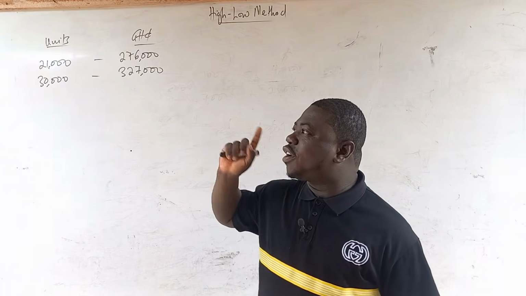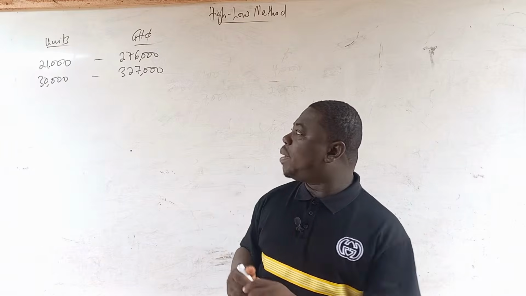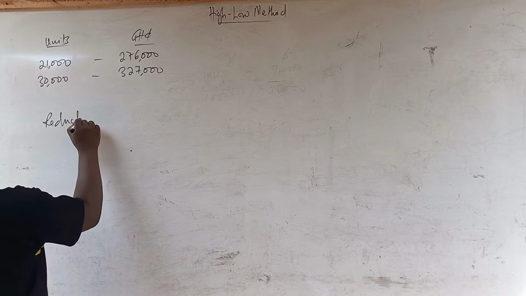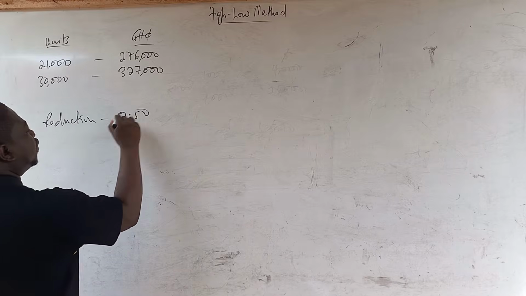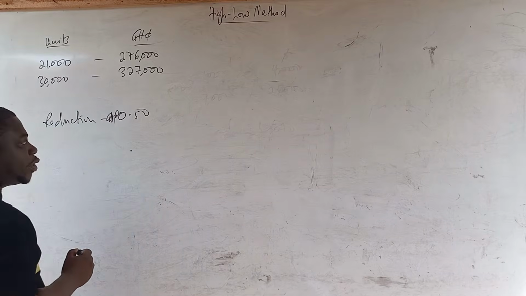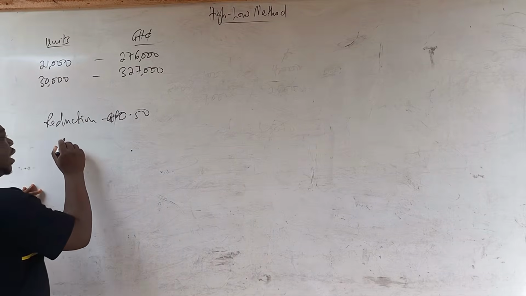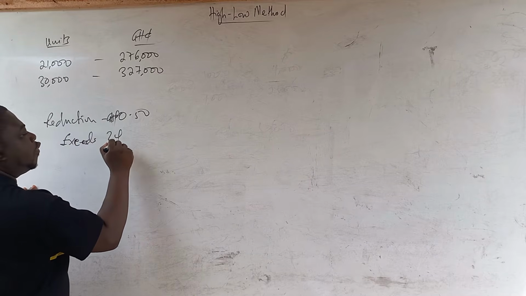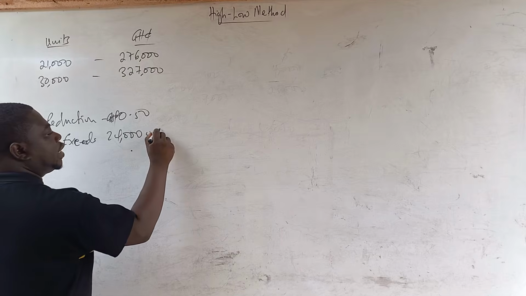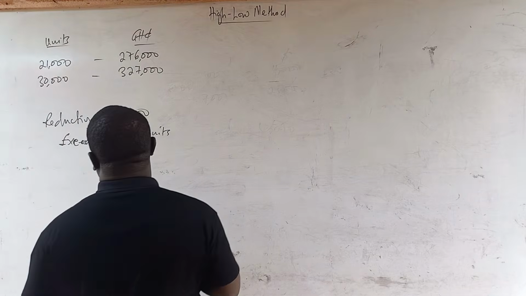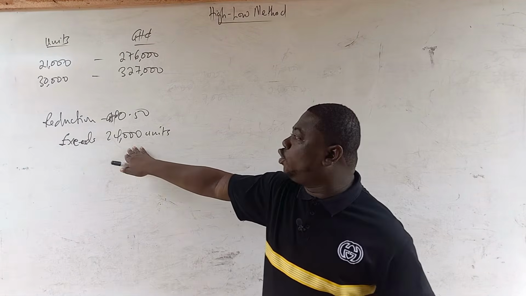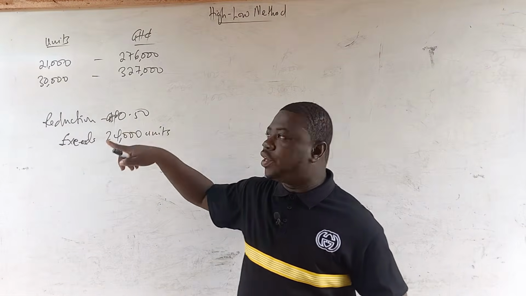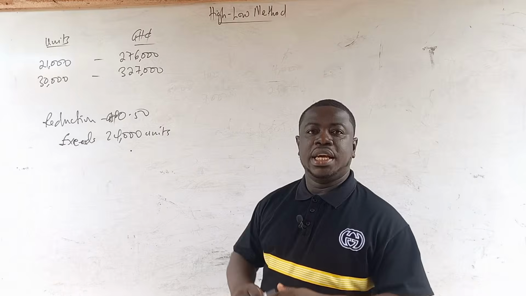But we are told that the variable cost per unit will fall by 50 pesos. So there will be a reduction in the unit variable cost by 0.5 Ghana cedi. That is 50 pesos, when the activity level exceeds 24,000 units. So these are the dynamics, okay? Once the activity level exceeds 24,000 units, there will be a reduction in variable cost per unit by 50 pesos.